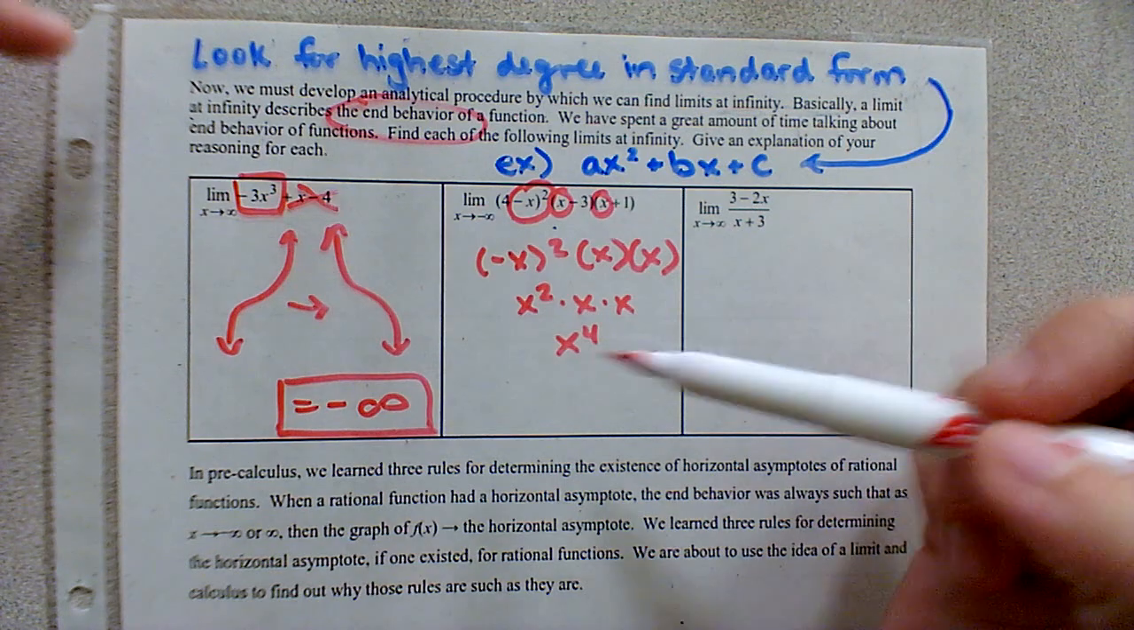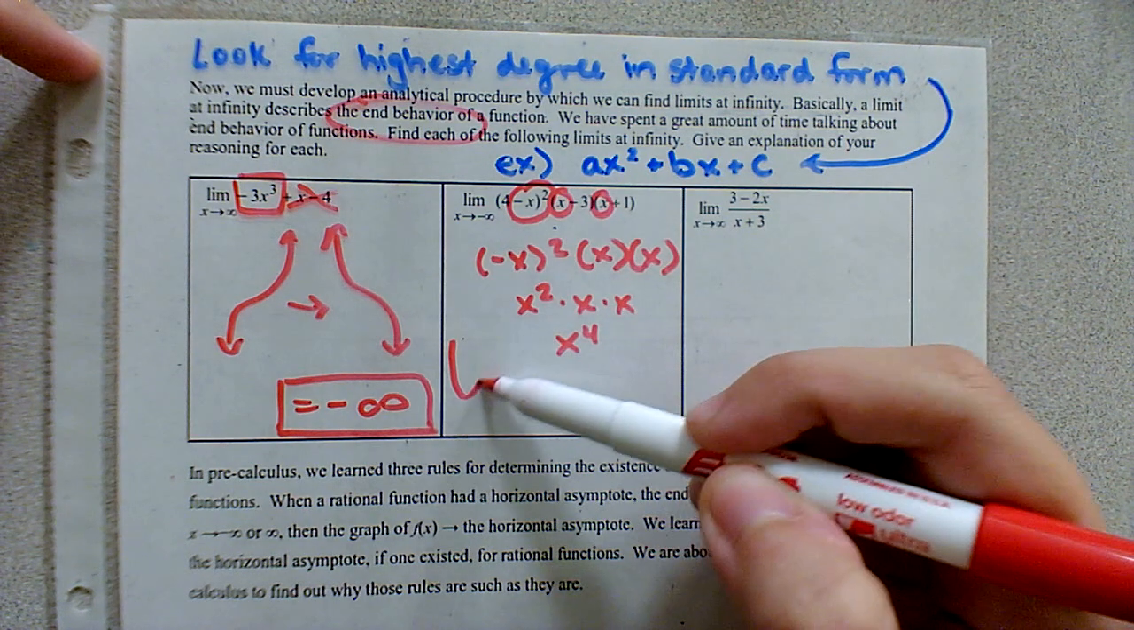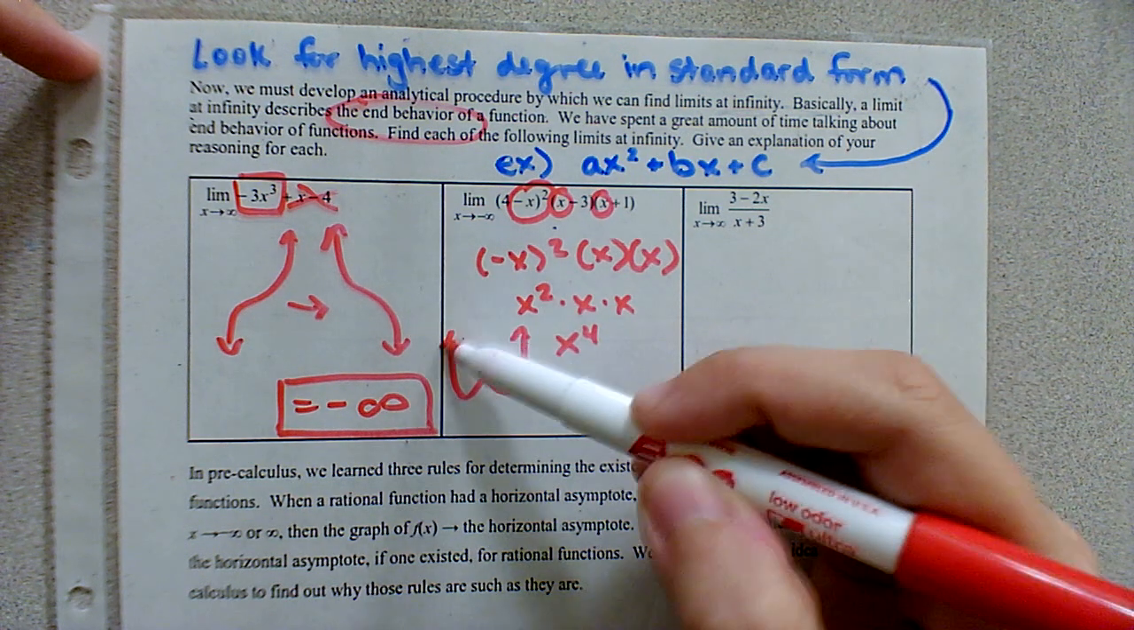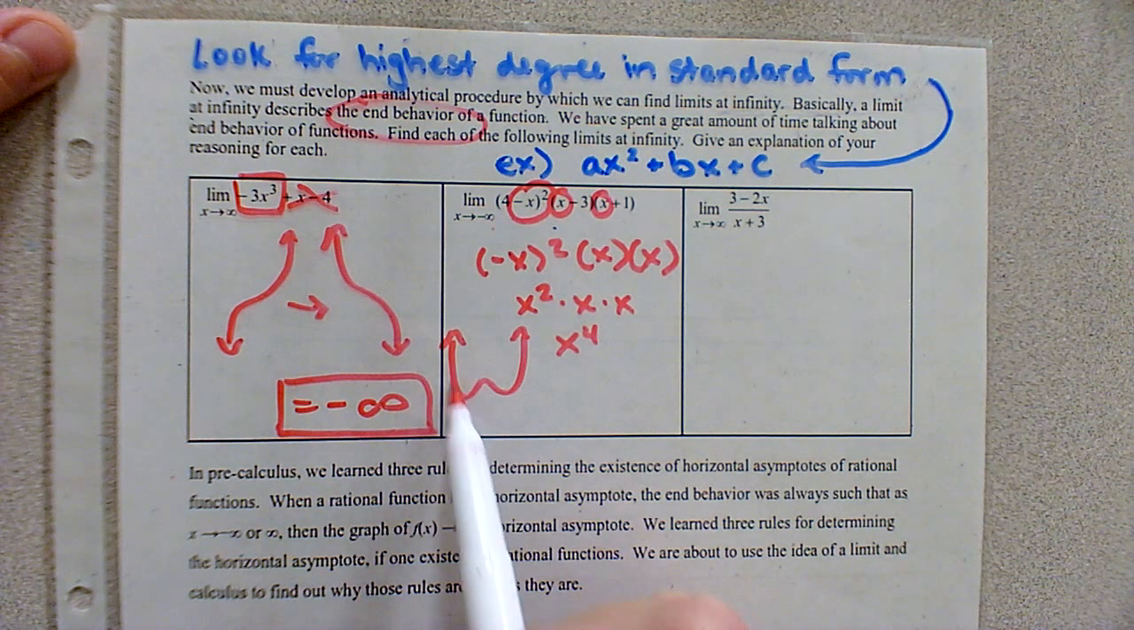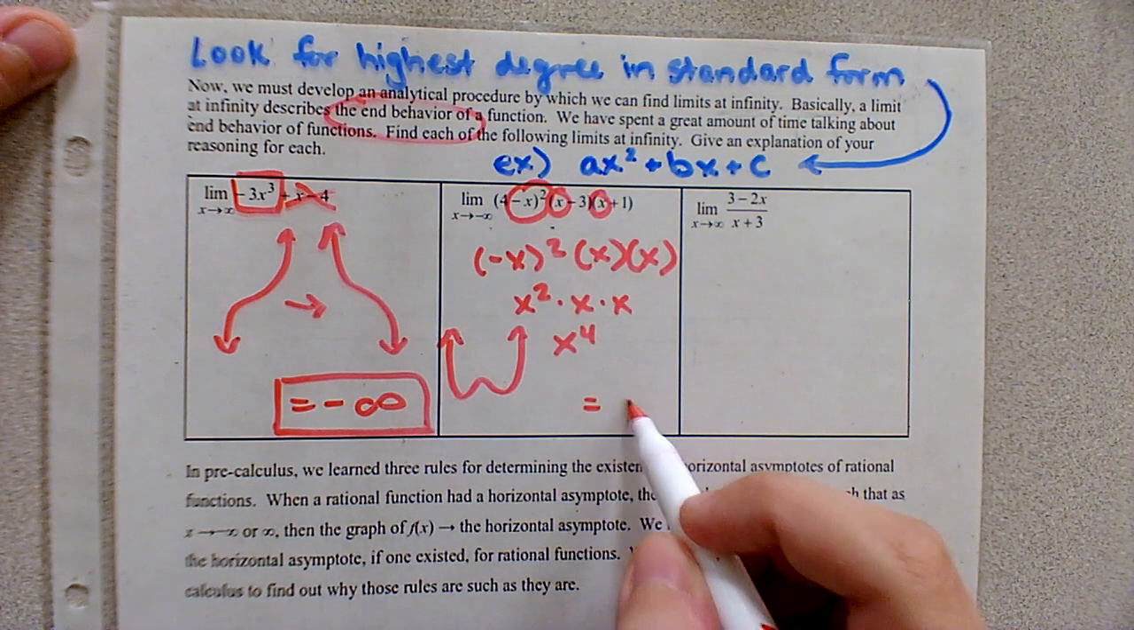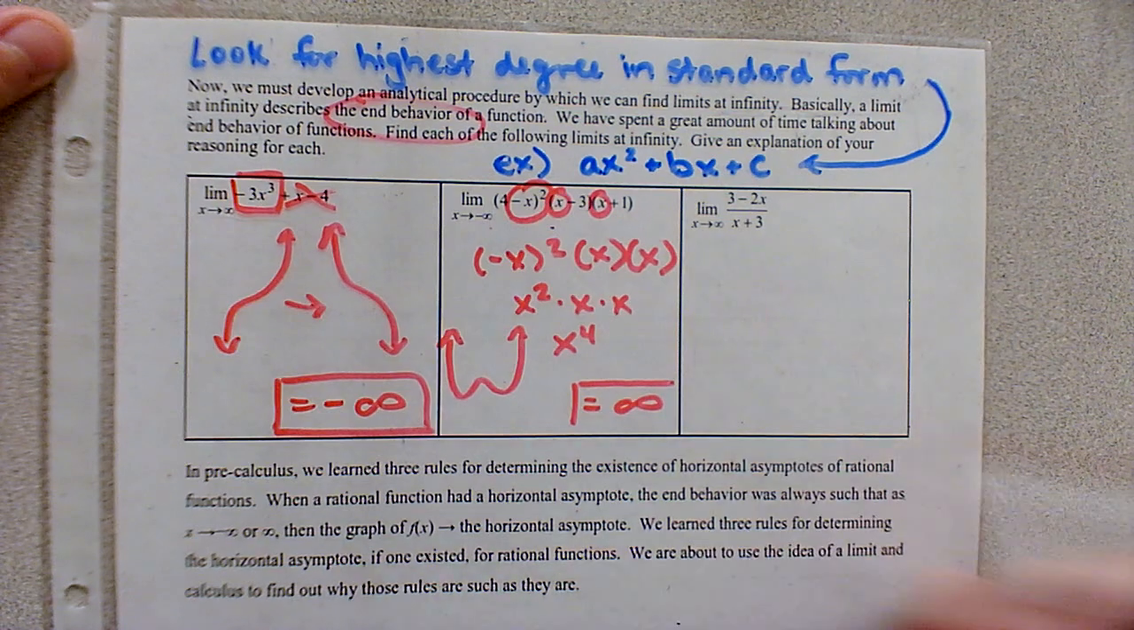So graphically, an x to the 4th graph kind of looks like a W shape, kind of like that. So the further we go to the left on this graph, it looks like we would be going up, so our limit value would be positive infinity.